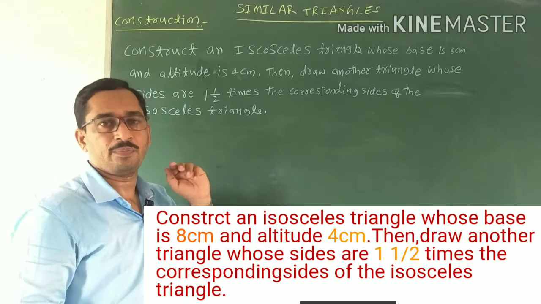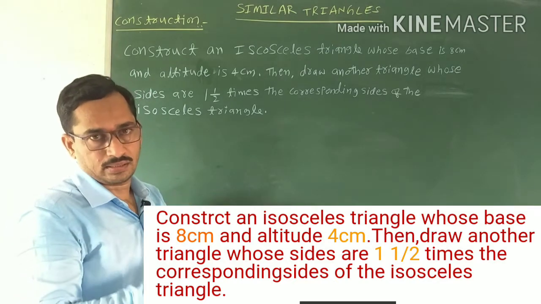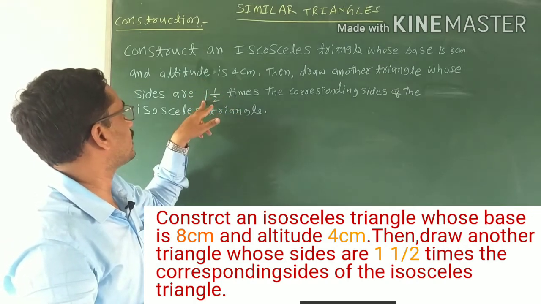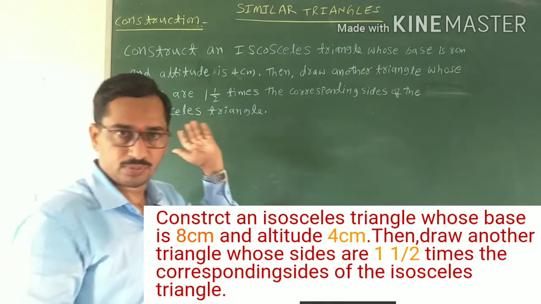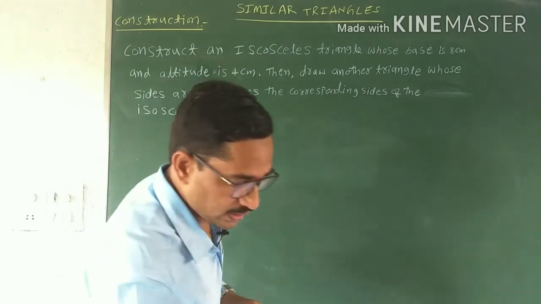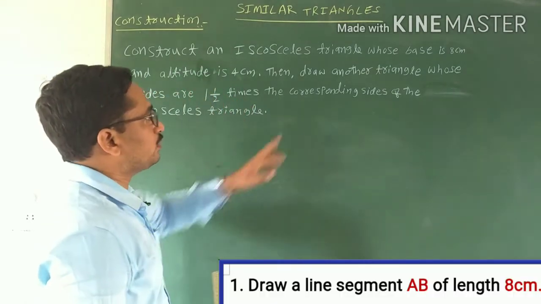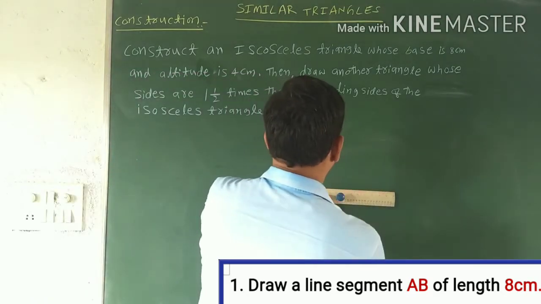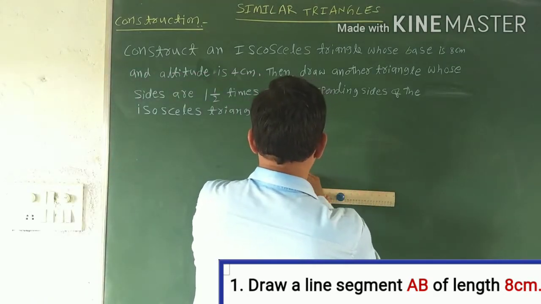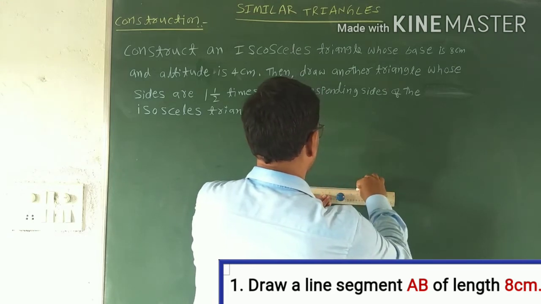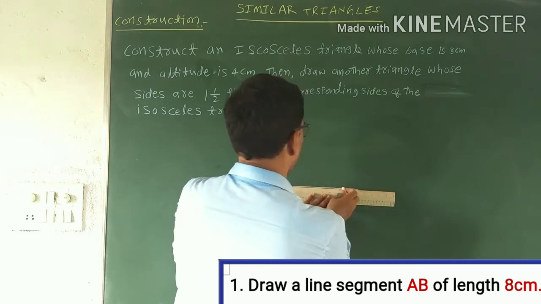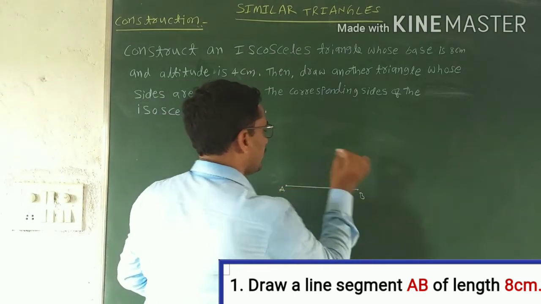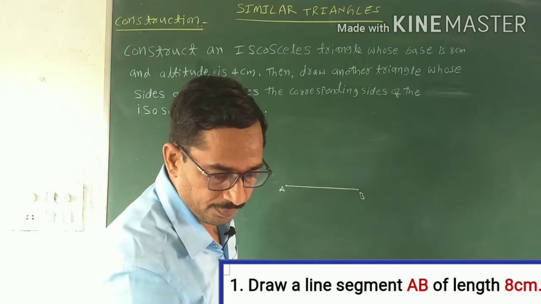So first we have to draw an isosceles triangle, then we have to draw a similar triangle whose sides are 1.5 times the corresponding sides of the isosceles triangle. So first we have to draw an isosceles triangle whose base is given as 8 centimeters. So first draw a base AB of length 8 centimeters.